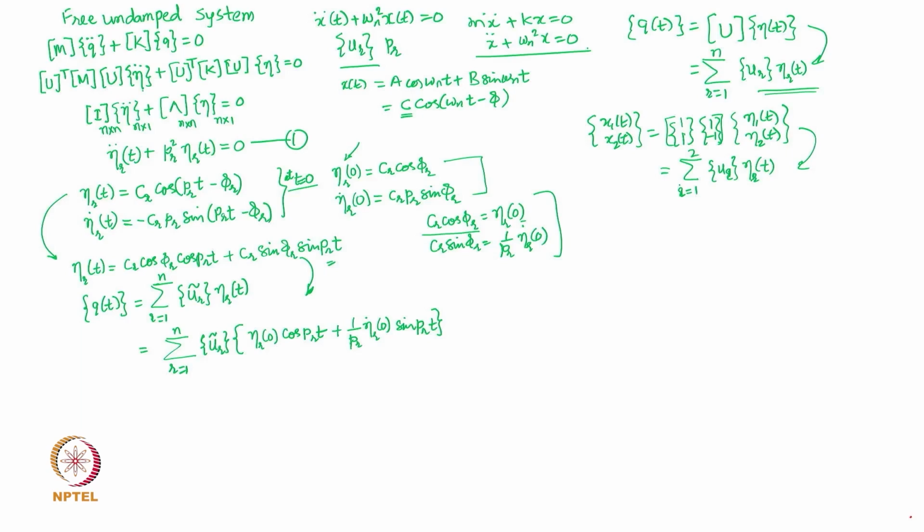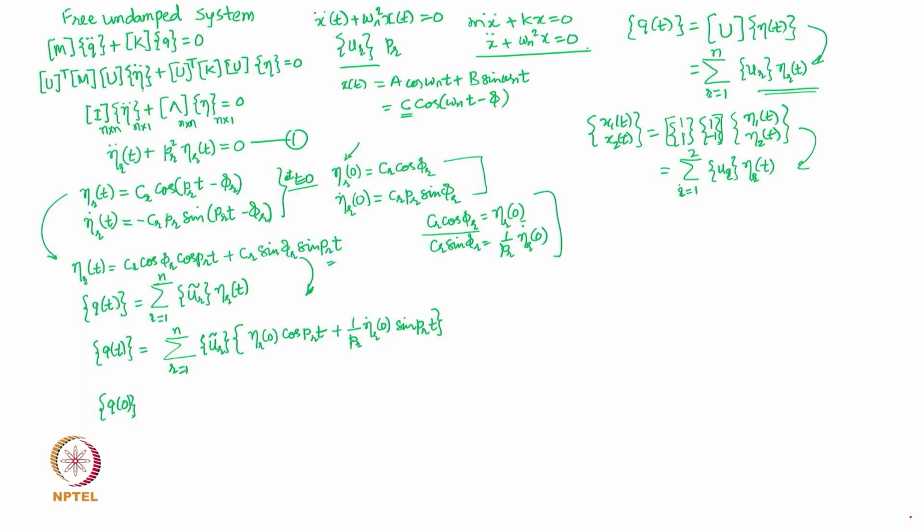Okay, now as we know, eta r naught, you do not know the value of it, you only know the value of q naught. Okay, so I have to somehow get q naught into the equation so that I can use the prescribed initial conditions on the physical coordinate. Okay, so how do I ensure that?